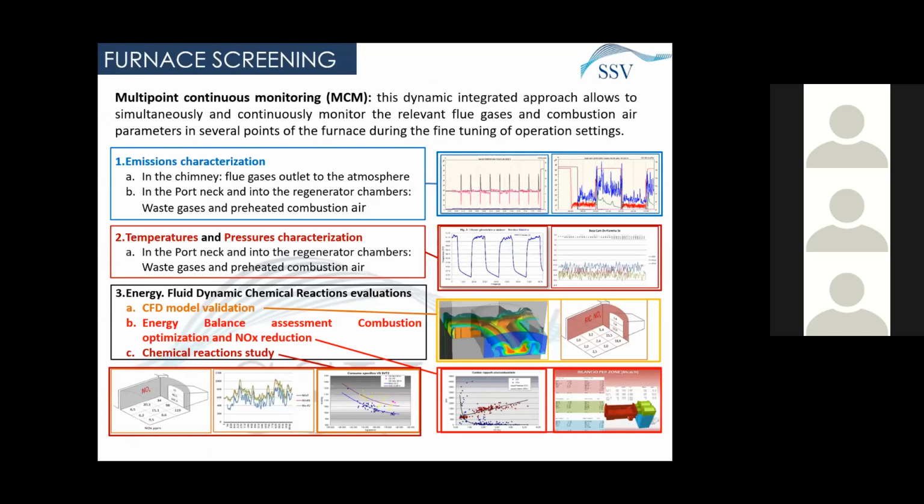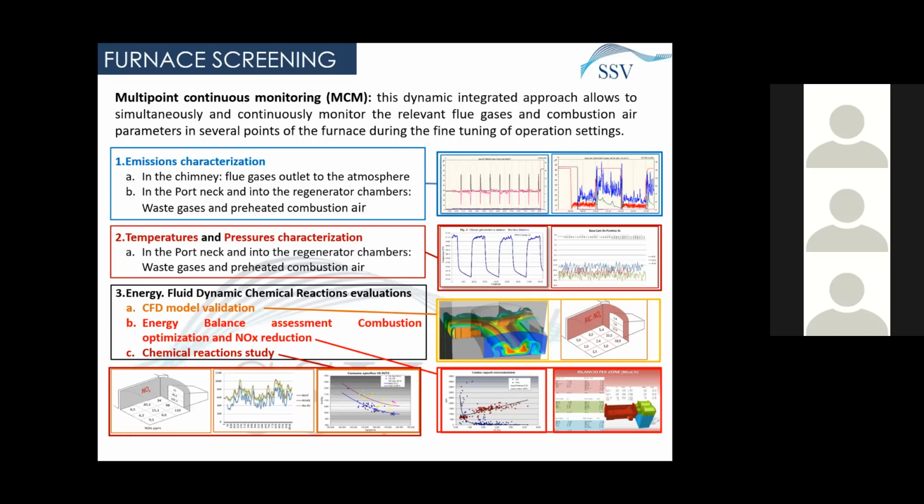So this is a slide which explains this in another way. This is our approach in SSV, Stazione Sperimentale del Vetro. With this approach, we monitor many aspects of the furnace, in particular the emission aspect, like the flue gas outlet to the atmosphere in the chimney, but also we measure this flue gas in the most significant spots of the furnace, like the neck, the port neck, the regenerator chambers, and also the fumes channels.